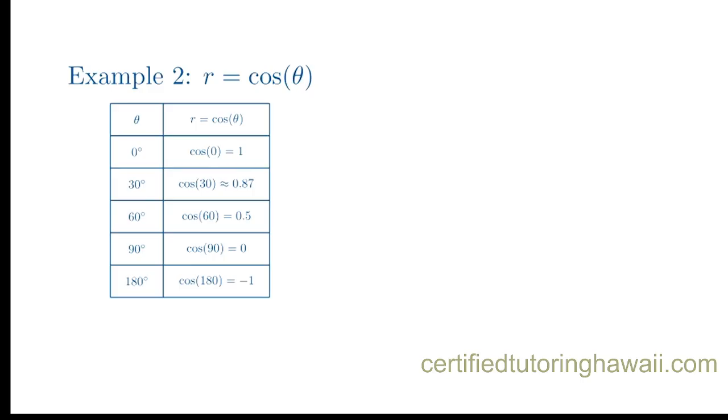Let's plot it. A negative r value means you go in the opposite direction of the angle. So for the point (-1, 180 degrees), we find the 180-degree ray. But instead of moving left 1 unit, we move right 1 unit, along the 0-degree ray. Notice this point, (1, 0), is the same as our very first point. We've completed one full rotation of the graph.